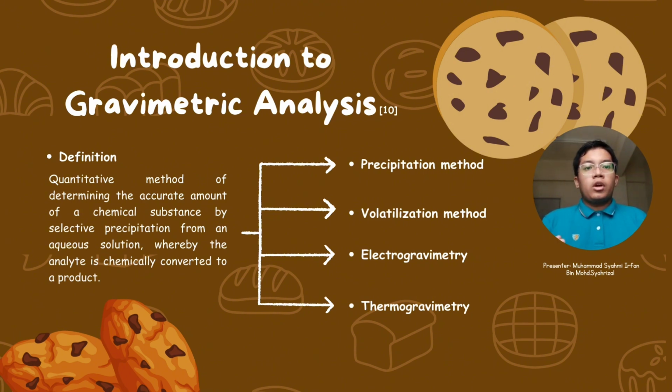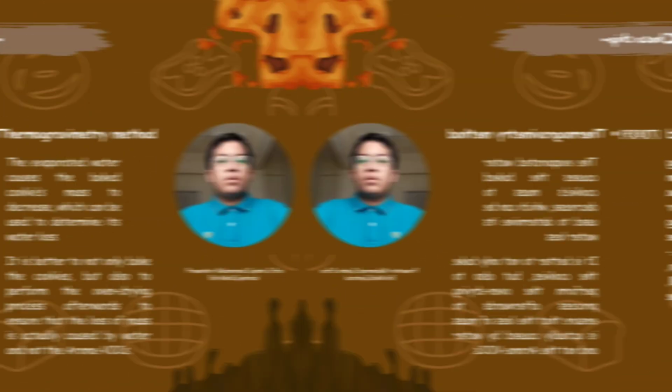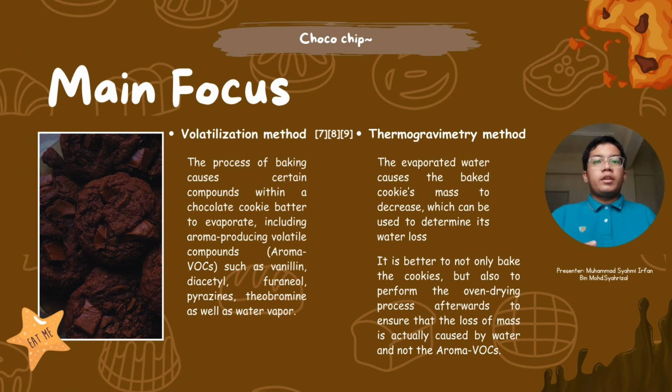According to Santa Monica College of 2021, gravimetric analysis is a quantitative method of determining the accurate amount of a chemical substance by selective precipitation from an aqueous solution, whereby the analyte is chemically converted to a product. There are 4 types of gravimetric analysis, which are the precipitation method, volatilization method, electrogravimetry, and thermogravimetry.